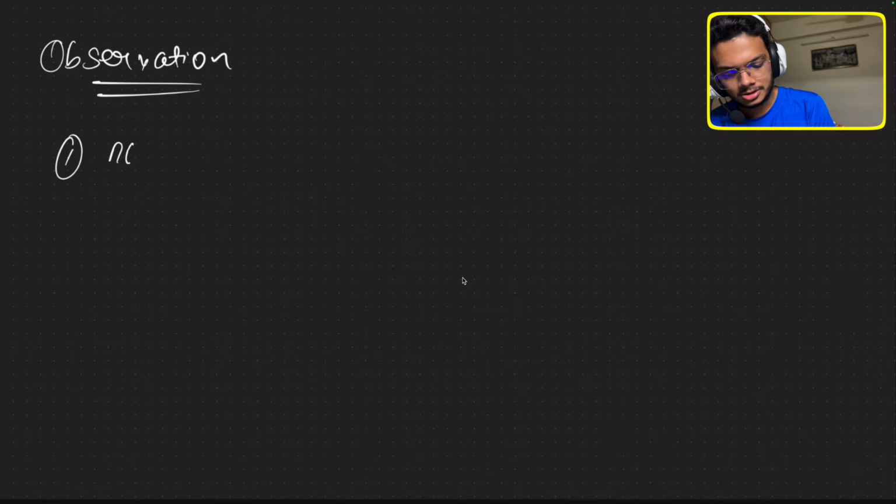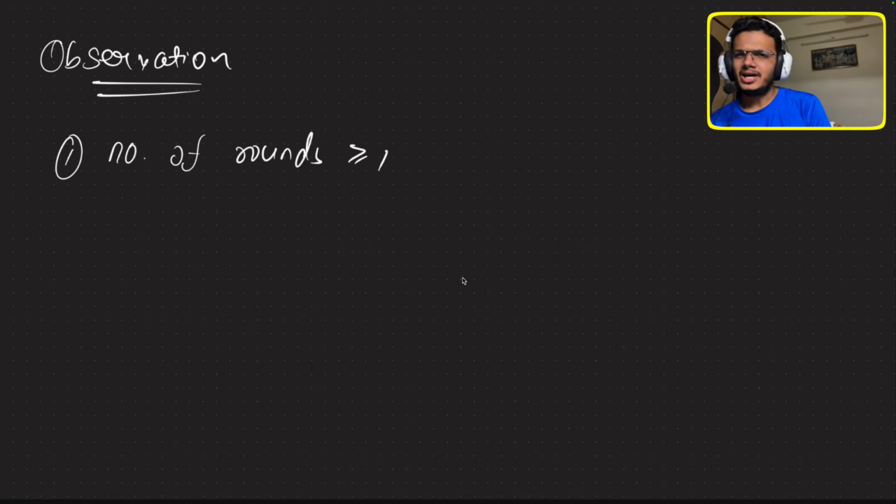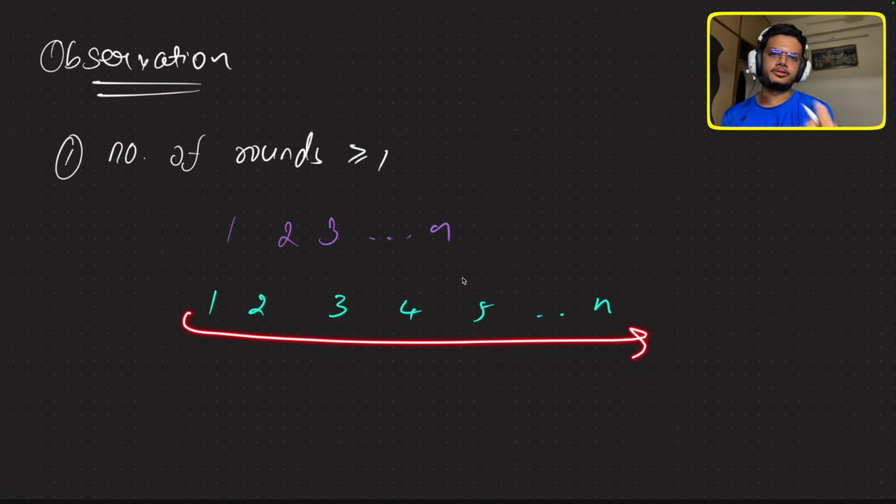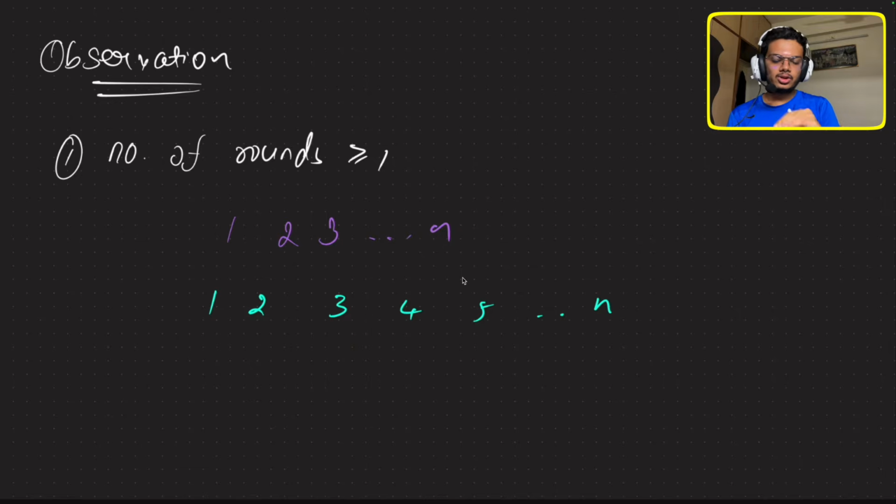The number of rounds that you will have will be at least 1. Why? Because you have to do at least one round to collect all the numbers 1, 2, 3, and so on till n. What I'm saying is, in the best case you could be given an array like this: 1, 2, 3, 4, 5, and so on till n. So in just one round, you will collect all of them in order. The important thing is you have to collect them in order. Fine, so the number of rounds is at least one.